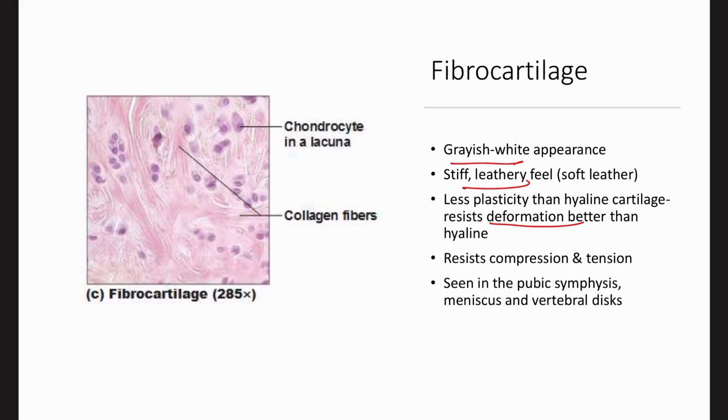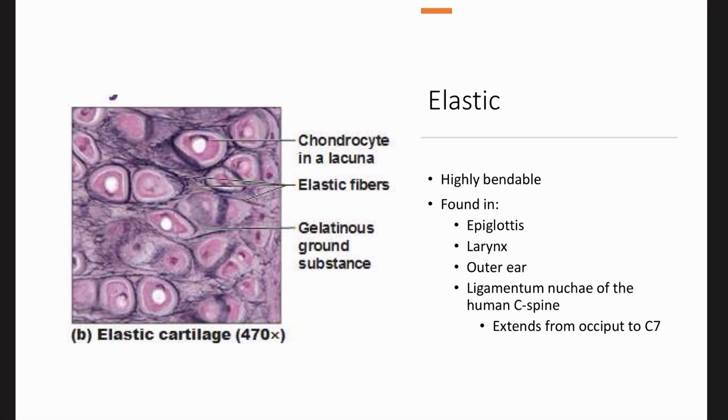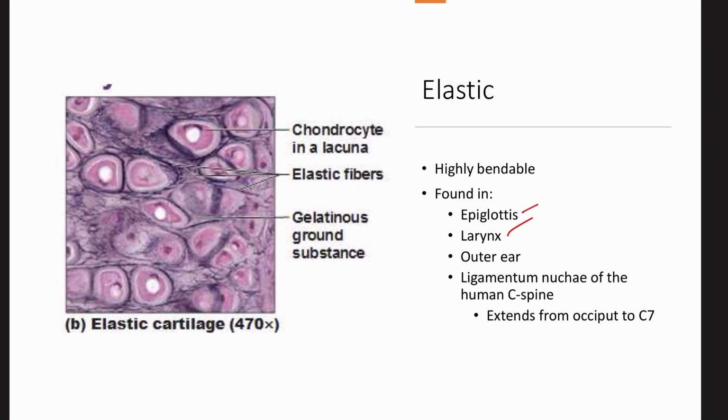So it's seen in the pubic symphysis, the menisci of your knees especially, and your vertebral discs is where you would find this type of cartilage. And then your elastic one, the last one: epiglottis, larynx, your outer ear. So those are just areas of elastic cartilage.